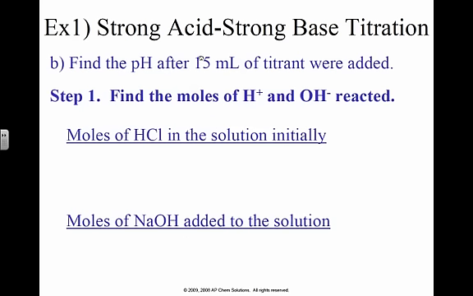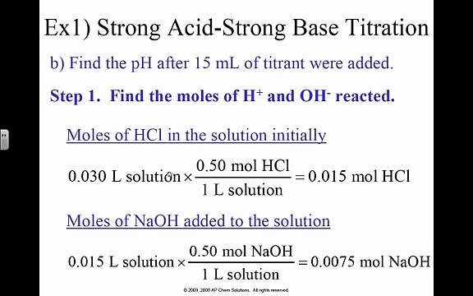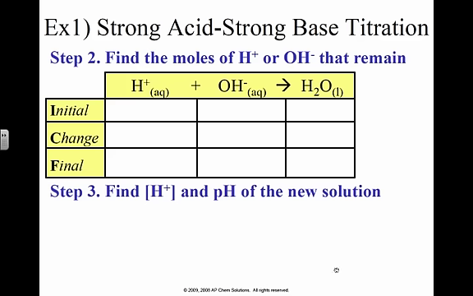What's the pH after 15 mL of 0.5 molar sodium hydroxide is added? The first thing, I said, you have to find the number of moles. So the number of moles of HCl, here are my liters, my molarity, is 0.015 moles of HCl. Here are my liters, here's my molarity, here's my number of moles of sodium hydroxide. So now we're going to put these two moles in an ice chart. Here's my reaction, H plus OH makes water. Here are my moles, number of moles of acid, number of moles of base.